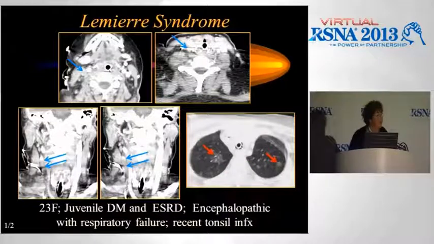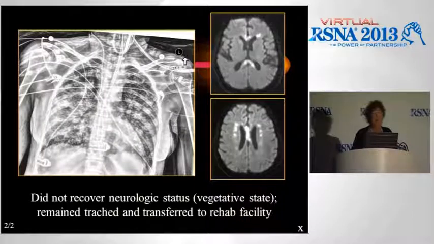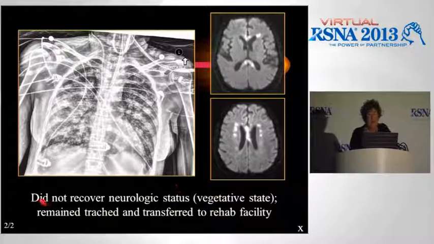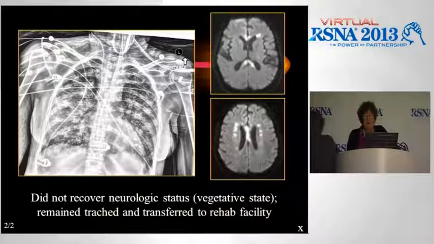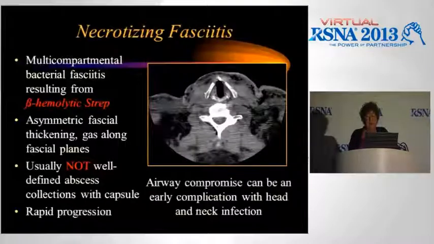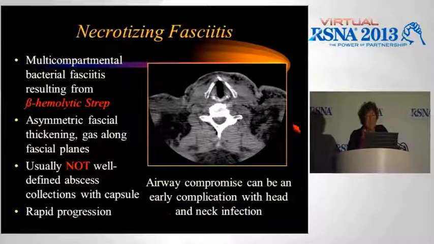Okay, you can see a few areas, but a couple days later, this is what the portable chest film looked like, and this is what the diffusion-weighted imaging of the brain looked like with multiple septic infarcts in the brain. She did not recover neurologic status, remained in a vegetative state, remained trached and transferred to another facility. So finally, necrotizing fasciitis, which is multi-compartmental, usually due to beta hemolytic strep.